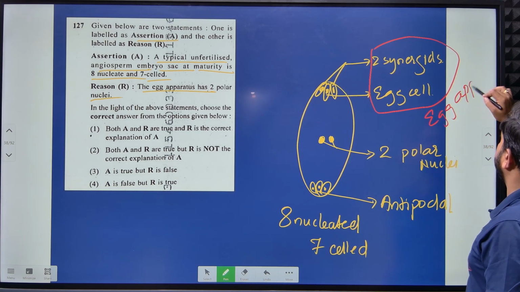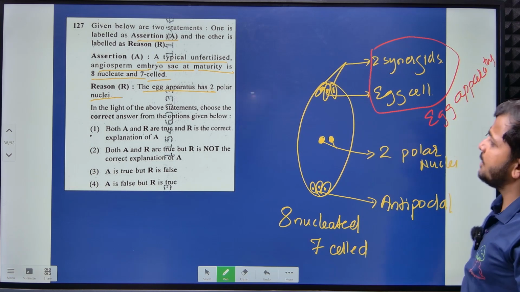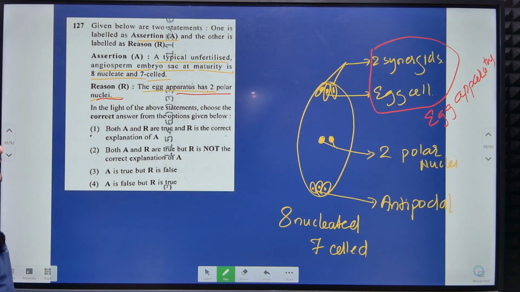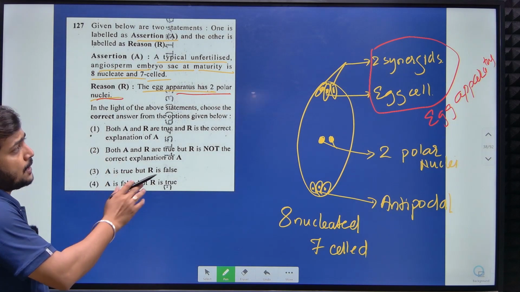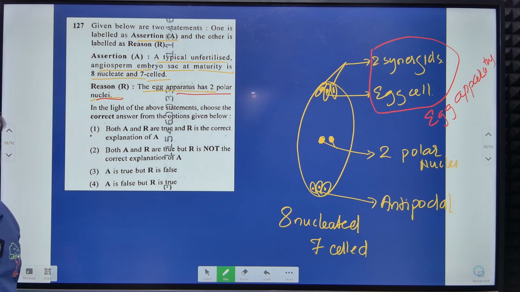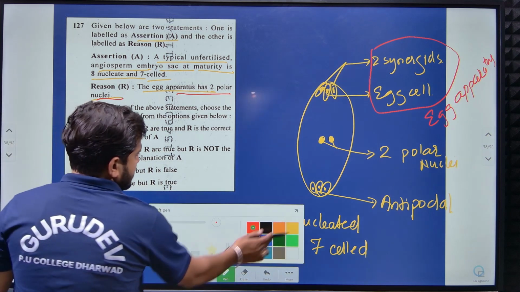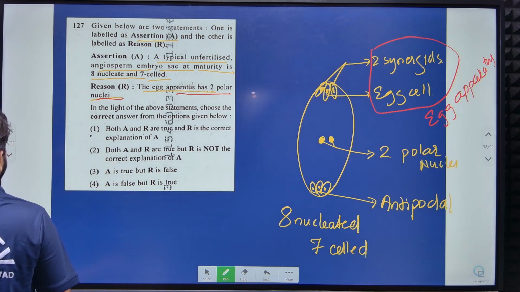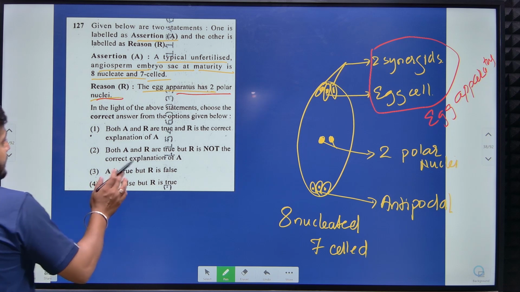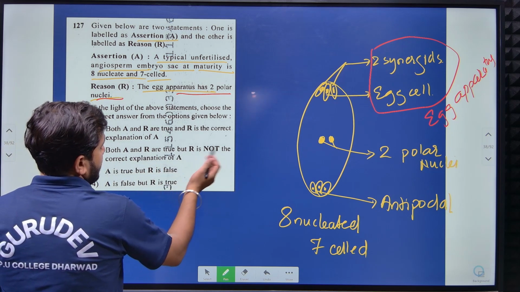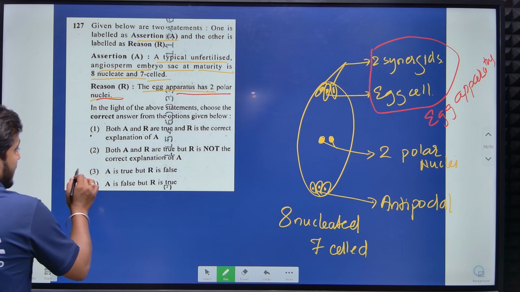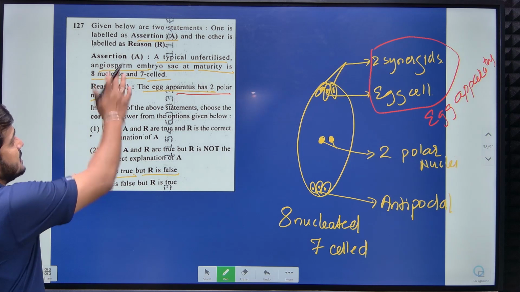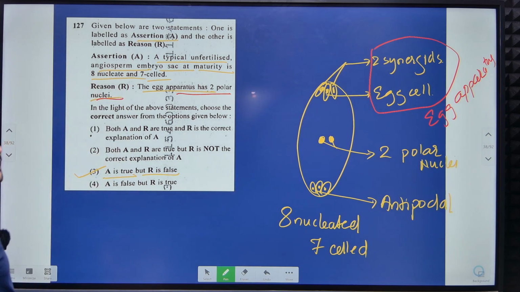But according to the statement, they are saying the egg apparatus has 2 polar nuclei, right? The egg apparatus doesn't have 2 polar nuclei, it has only 2 synergids and 1 egg cell. So if I consider, the options: both assertion and reason are true and reason is a correct explanation; or both are true but reason is not the correct explanation. Here the assertion is true but the reason is actually false. So option 3 is correct.